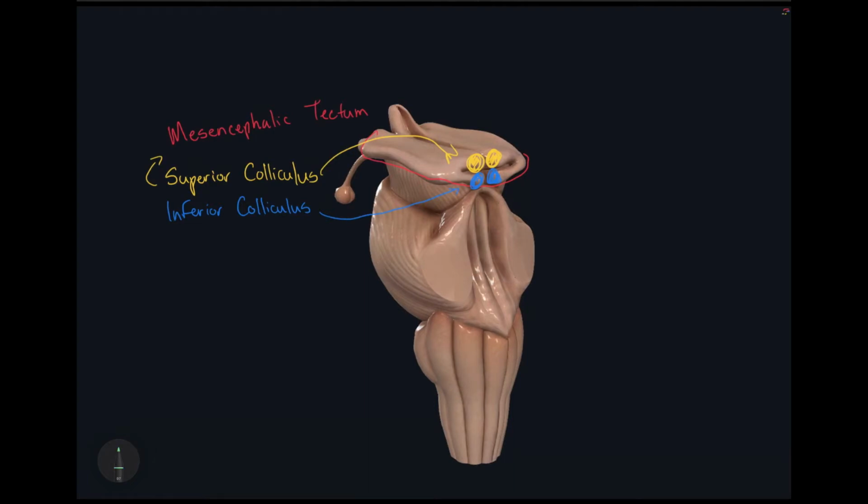Now there's a term that groups these four landmarks into one single term. So if you're referring to all four of these bumps located on the mesencephalon, you can call it the corpora quadrigemina of the mesencephalon.